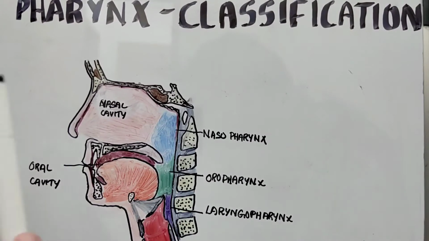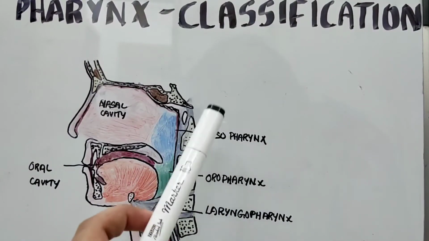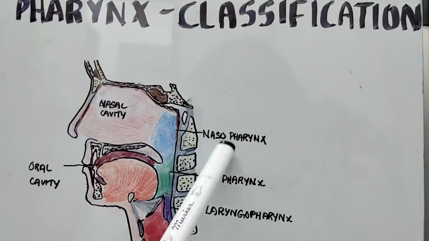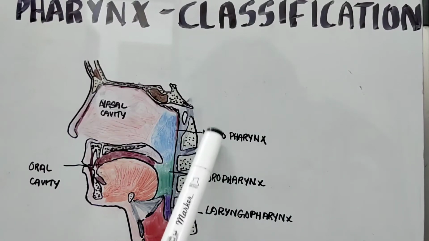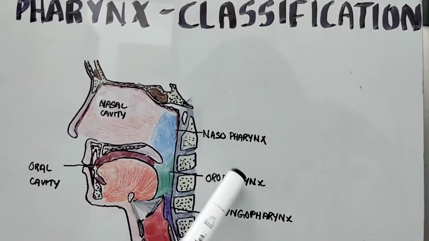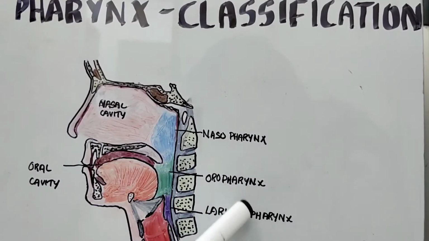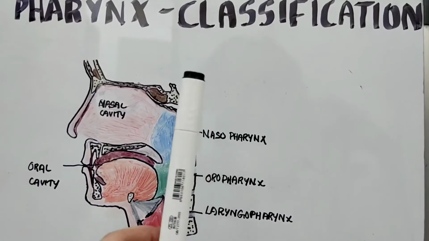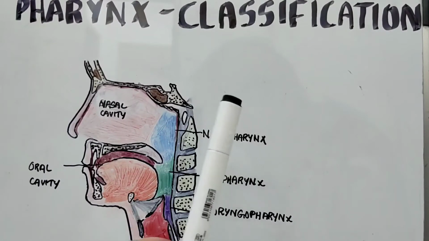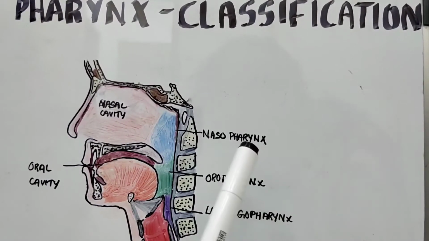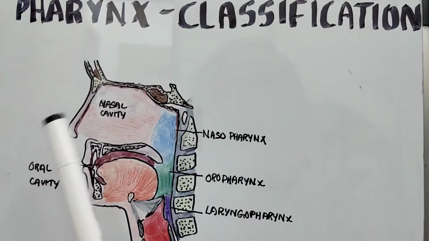Now we will discuss the nerve supply to each of these. The nasopharynx is supplied by the pharyngeal branch of the pterygopalatine ganglion. The oropharynx is supplied by the 9th and 10th cranial nerves, and the laryngopharynx is also supplied by the 9th and 10th cranial nerves. So next we will discuss the relations.